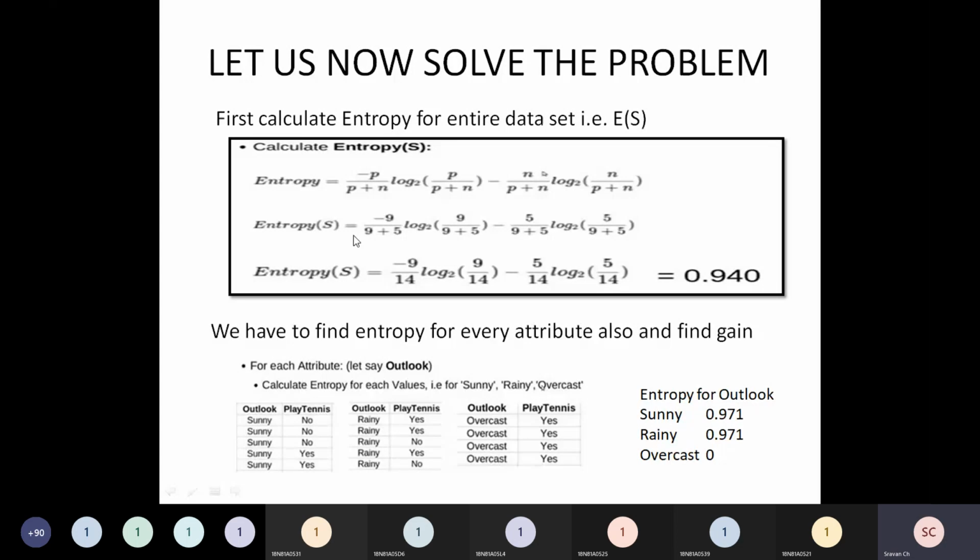So Bob, instead of 9 plus 5, now here it will be 2 plus 3. So how many are negative examples? How many are positive examples? Only 2. So it will be 2 by 2 plus 3, minus 2 by 3 plus 2. Similarly, log 2 by 3 plus 2. Here it will be again same, sir. How many negative examples do I have? 3. So 3 by 2 plus 3 log of 3 by 2 plus 3.